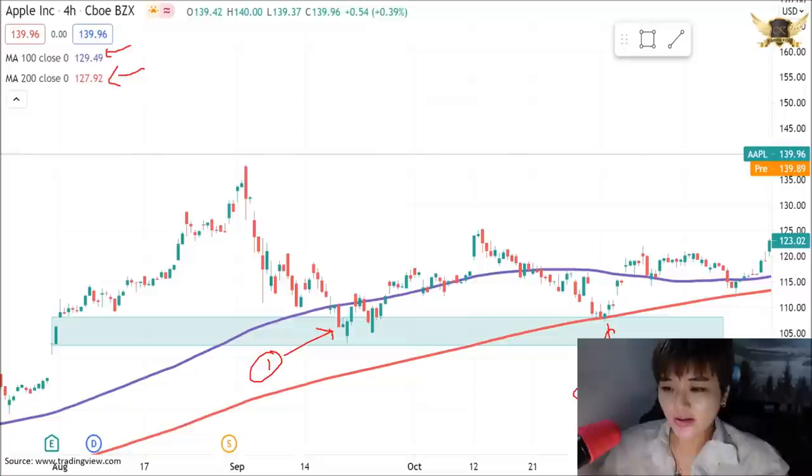Point number two: price retraced to the 200 SMA, testing a support zone that has been tested a few times already. Now it's the third or fourth test. So a better entry point is number two, okay? Of course, make sure you look at your candlestick confirmation. If there's a bearish candlestick at point number two, then you gotta wait for a bullish confirmation.